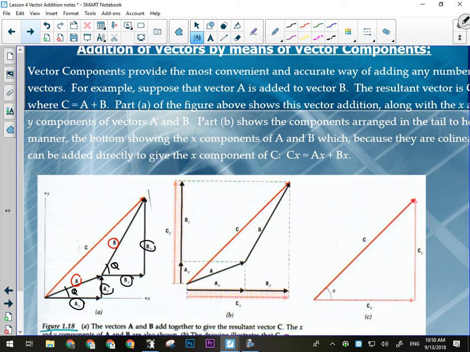If I take AY, put it here, and BY, put it here, that's going to equal the side for the red triangle. If I add those two together, I would get this side right here. Same with the x's. If I take AX, which is this one, and add it to BX, then I get the bottom of that triangle as well.